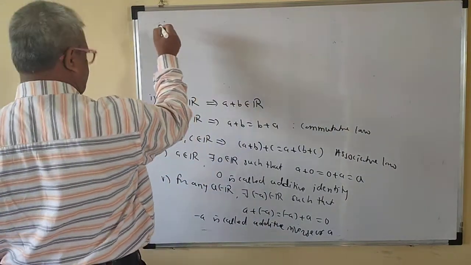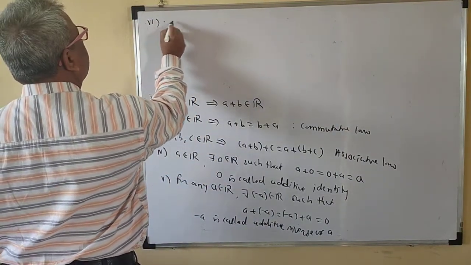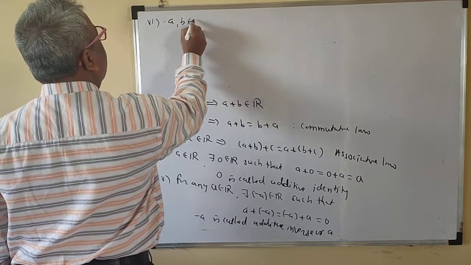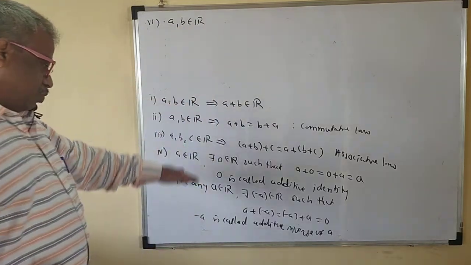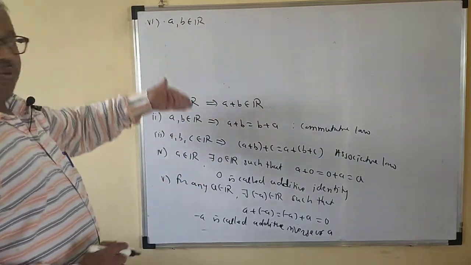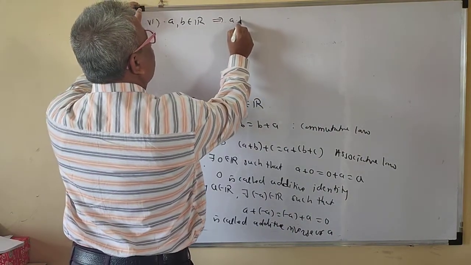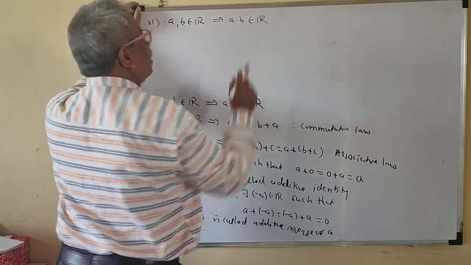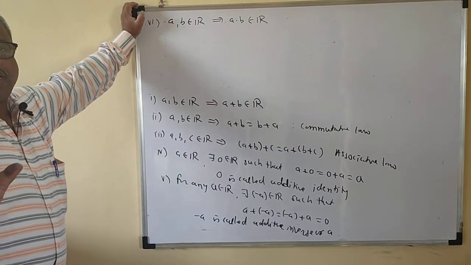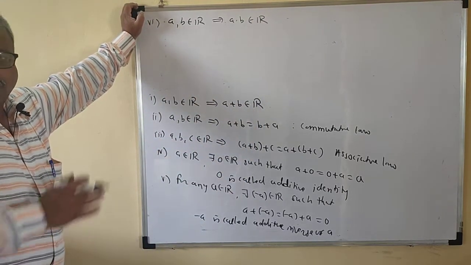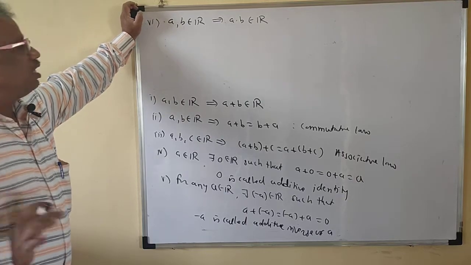Now next, the sixth one. This is for sum. Now we go for product. So a, b belongs to R implies that a into b belongs to R. That means the product of any two real numbers is a real number.